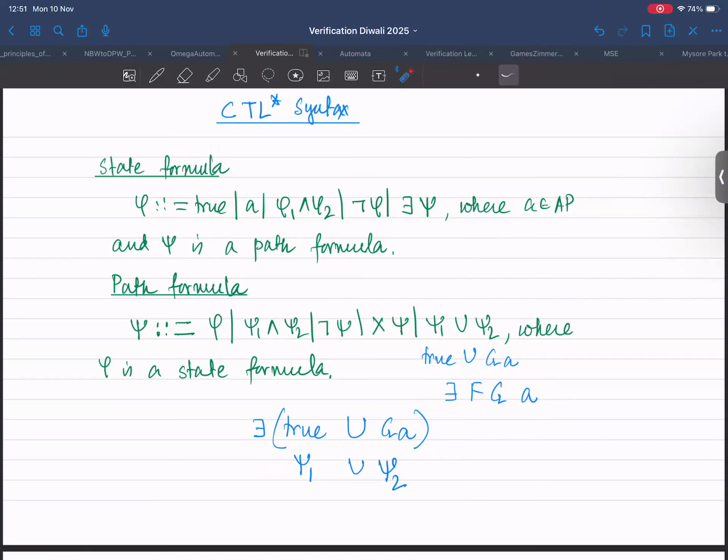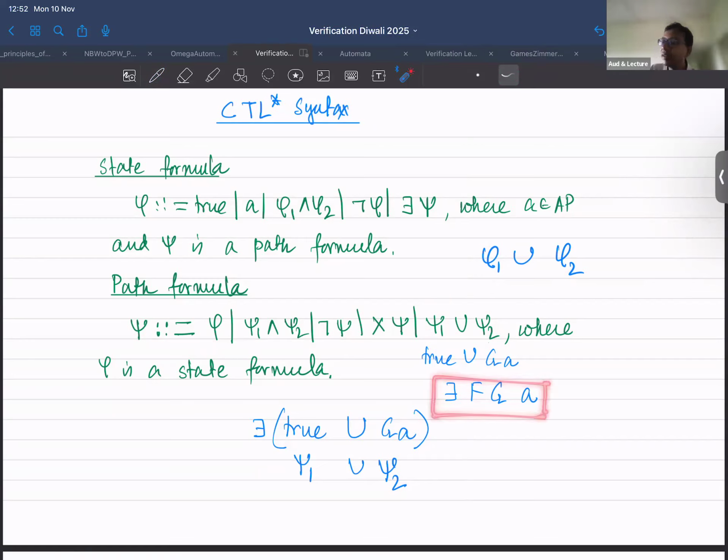Yes, sir. So you see that this is not allowed in CTL, because in CTL, whenever there is an until, you have phi 1 until phi 2, where phi 1 and phi 2 have to be state formulas, right? Whereas here you allow them to be path formulas, and then these path formulas themselves can be state formulas. That's the thing. So CTL star indeed captures these LTL formulas.